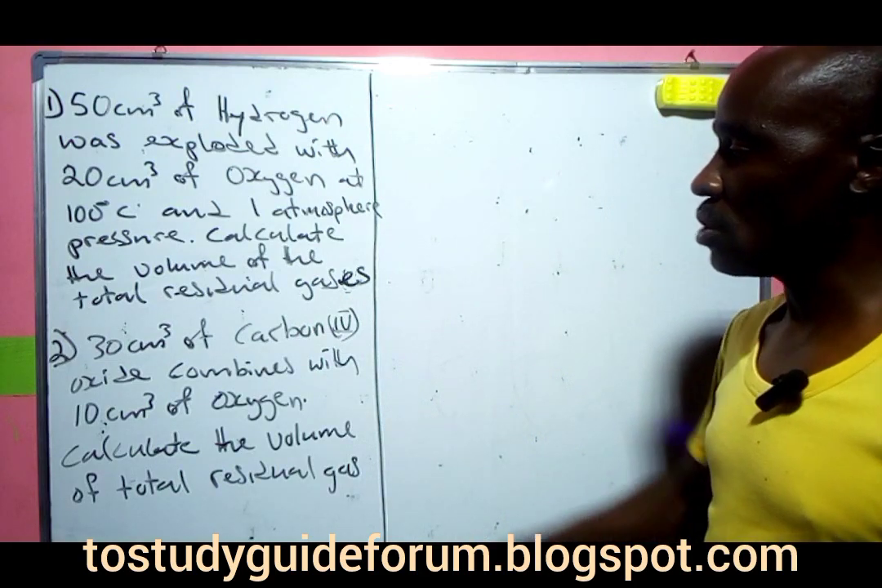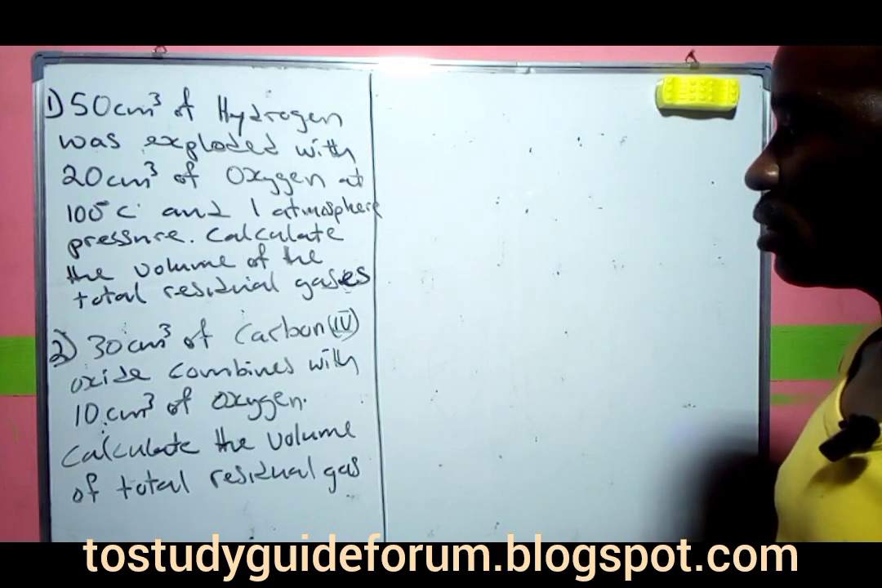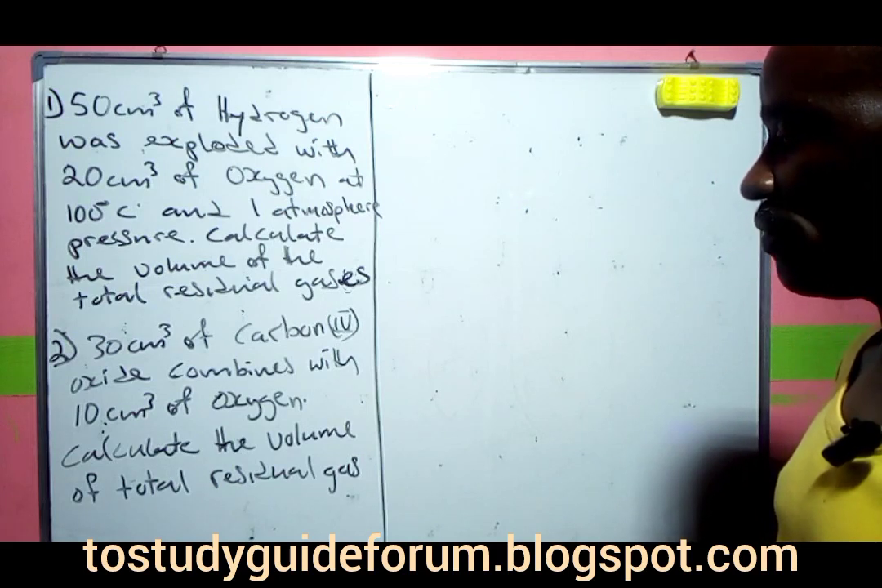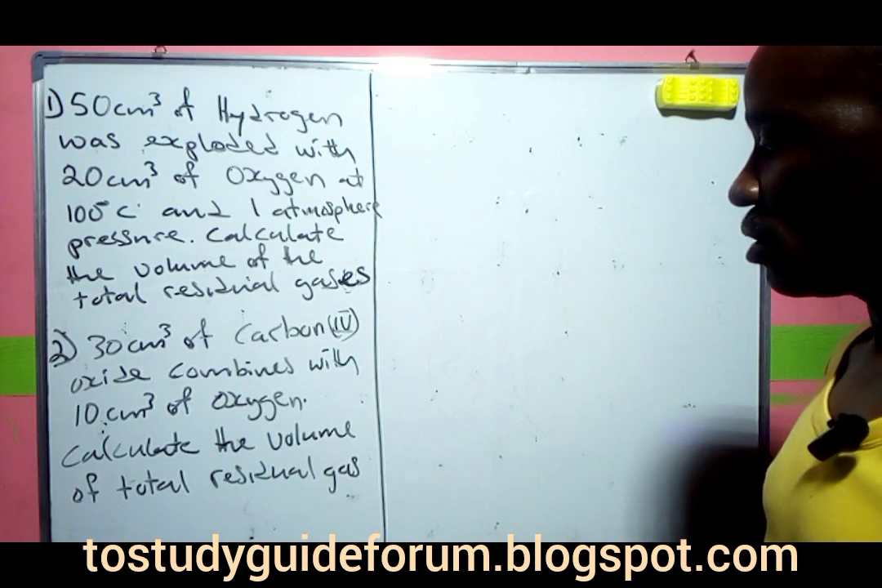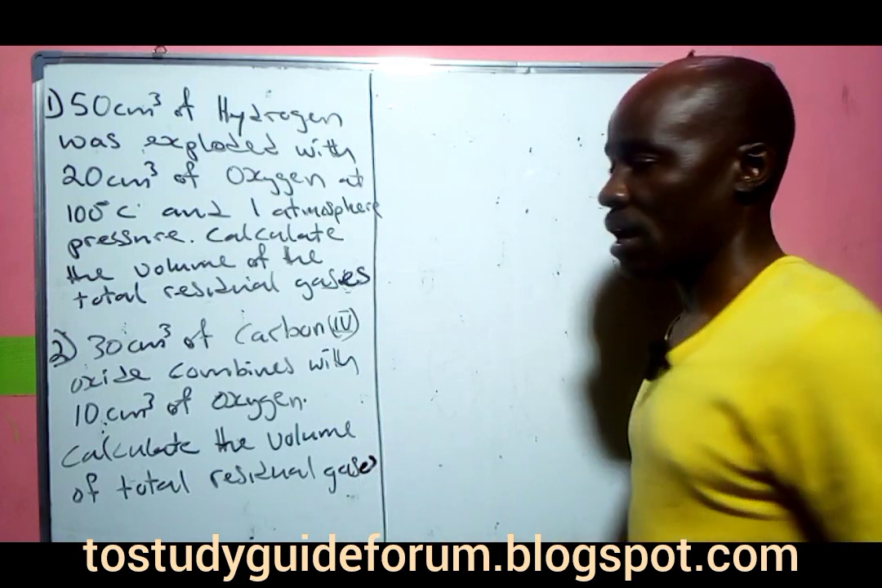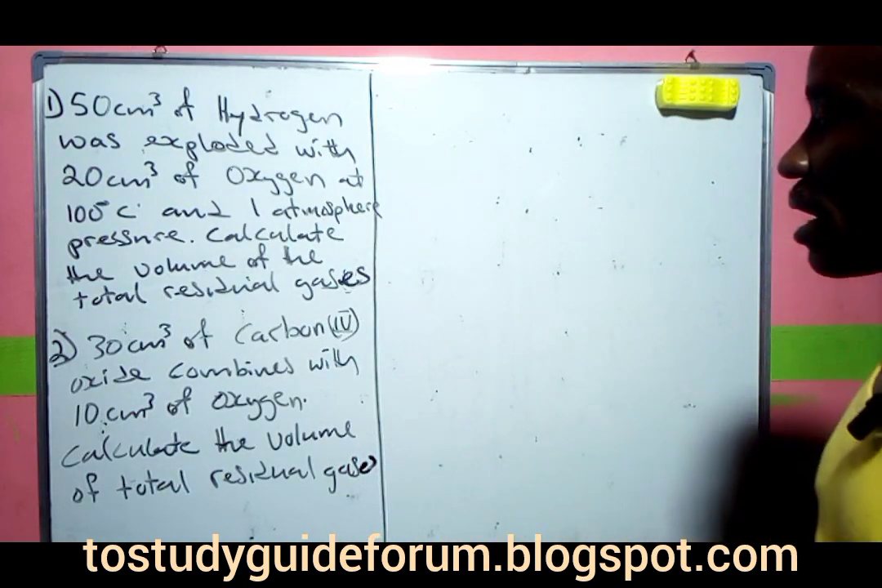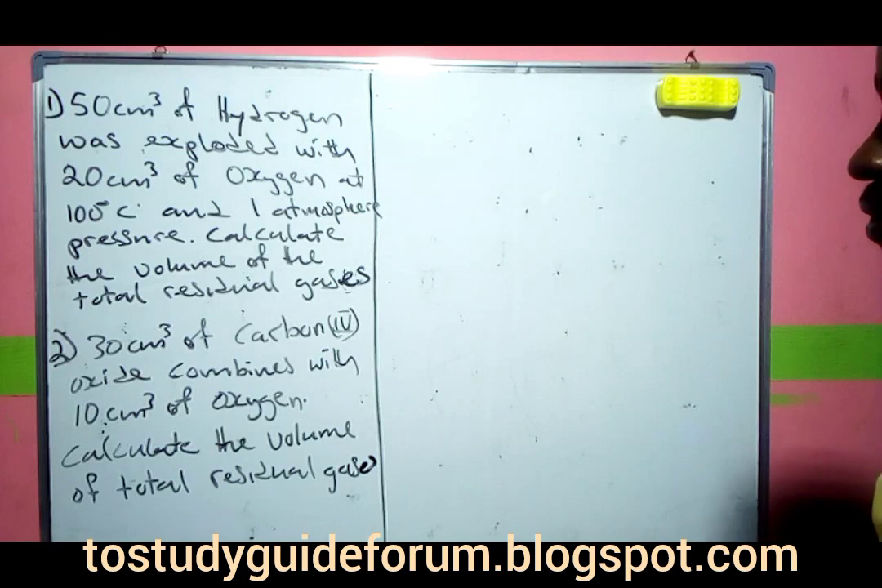Now, the second question said 30 cm cube of carbon 4 combined with 10 cm cube of oxygen. Calculate the volume of the total residual gases. In this case, we are looking at the total residual gases that it formed.